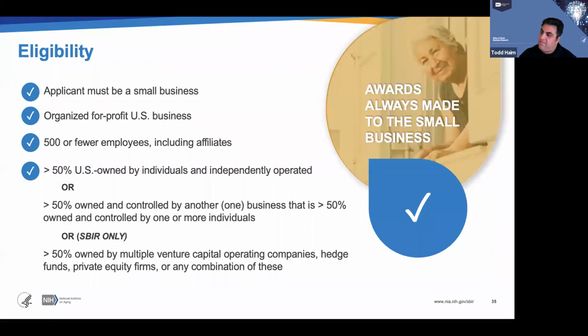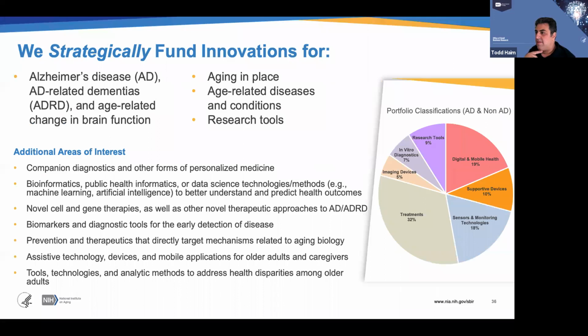Next slide. Eligibility. In order to be eligible for SBIR, it's critical to note that you have to meet the United States Small Business Administration's definition of a U.S. small business, which means 500 or fewer employees. In reality, most companies we fund are more like 10 employees, sometimes much less. And then you have to be majority owned and operated by individuals in the US or by a collection of venture capital operating companies, as long as no single venture capital firm owns 50% of your company or more.